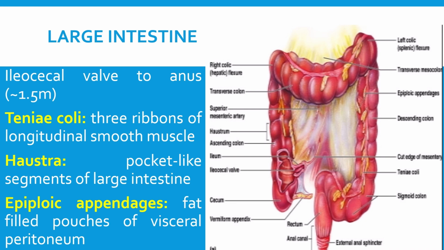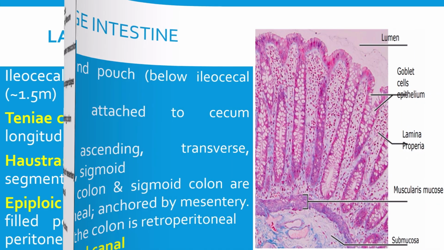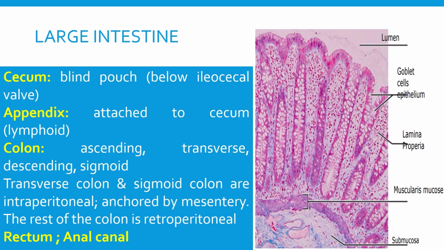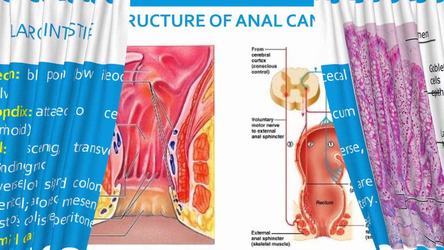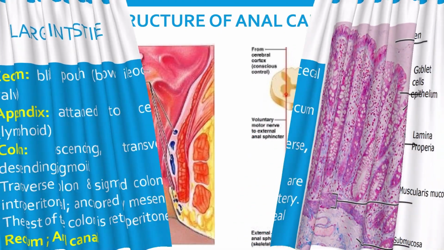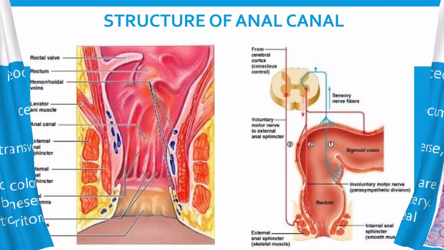The large intestine runs from the ileocecal valve to the anus, 1.5 m. Taeniae coli are 3 ribbons of longitudinal smooth muscle. Haustra are pocket-like segments of the large intestine. Epiploic appendages are fat-filled pouches of visceral peritoneum. The caecum is a blind pouch below the ileocecal valve. The appendix is attached to the caecum and is lymphoid.